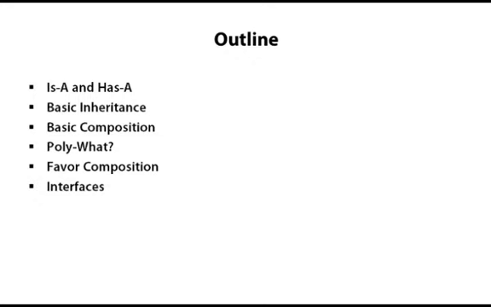So the first thing that we're going to talk about is an important distinction between inheritance and composition, which is the ISA and HASA relationship. And we're going to talk about how these two types of relationships between classes really define whether or not something is going to use inheritance or composition.